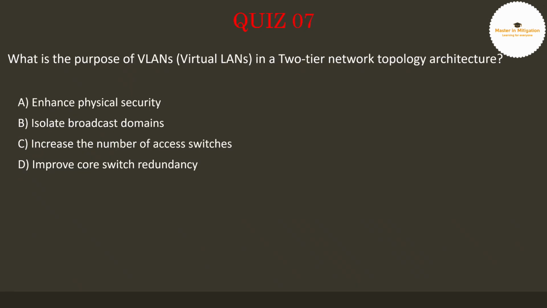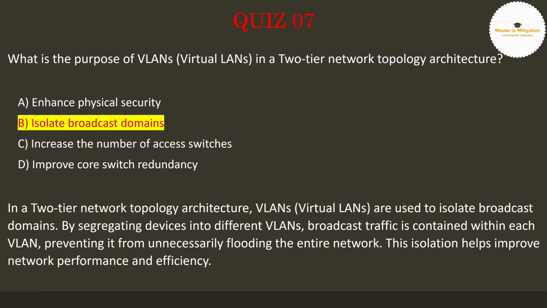Okay, let's go to question 7. What is the purpose of VLANs, virtual LANs, in a two-tier network topology architecture? Pause the video now to select the best answer. Okay, the answer is B. Isolate broadcast domains. In a two-tier network topology architecture, VLANs, virtual LANs, are used to isolate broadcast domains. By segregating devices into different VLANs, broadcast traffic is contained within each VLAN, preventing it from unnecessarily flooding the entire network. This isolation helps improve network performance and efficiency. Let's proceed to the next question.